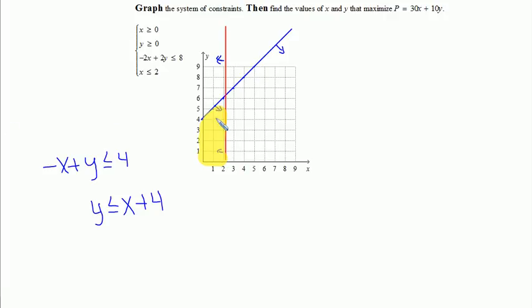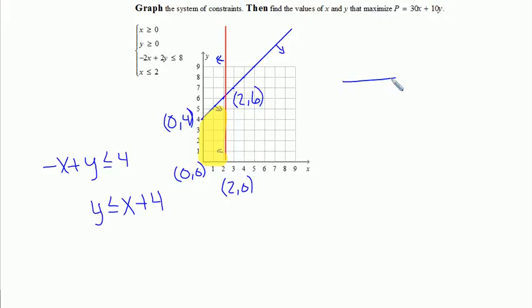Now we need to find some points. This looks like the point 2, 6. Does 2, 6 fit in here? 2, 6 fits in this equation. X is 2, so it fits in that equation. So we've got 2, 6 is the intersection point here. This point is 2, 0. The point in the corner is 0, 0, and the point at the top here is 0, 4.